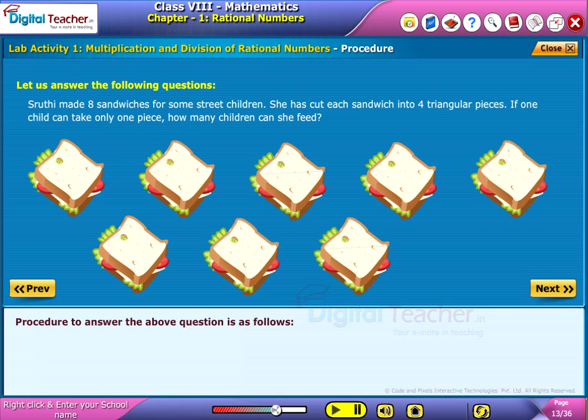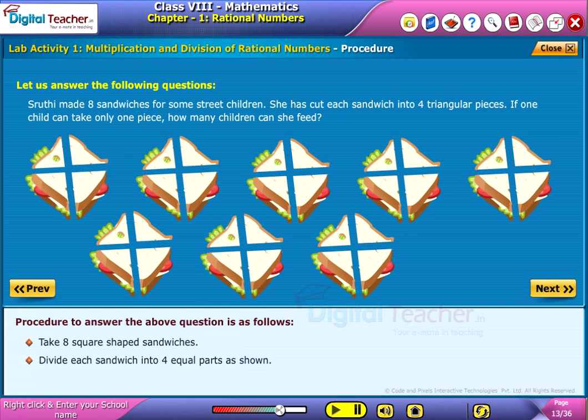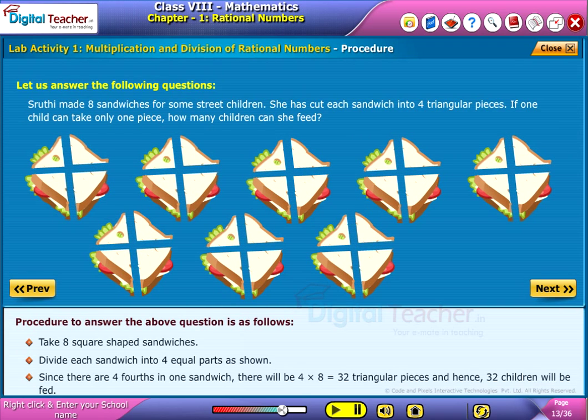Procedure to answer the above question is as follows. Take 8 square-shaped sandwiches. Divide each sandwich into 4 equal parts as shown. Since there are 4 fourths in one sandwich, there will be 4 into 8 equal to 32 triangular pieces, and hence 32 children will be fed.